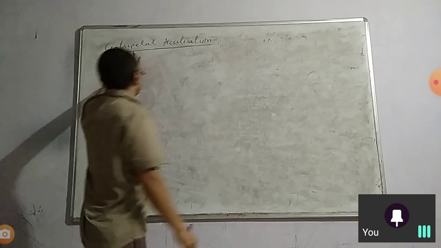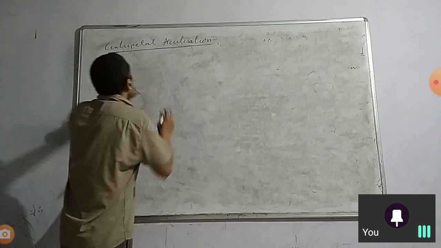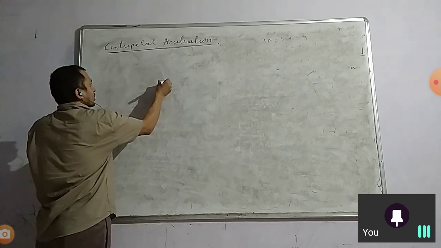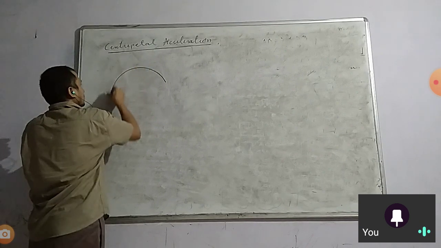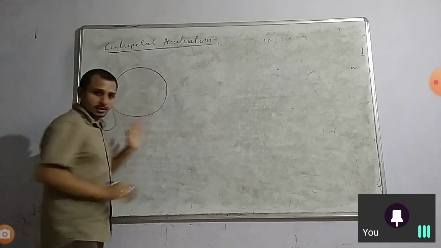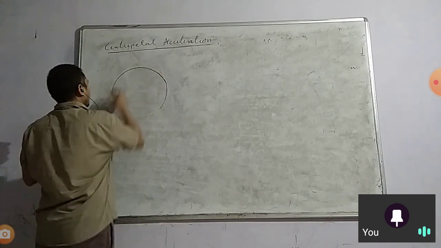Today we'll discuss centripetal acceleration and centripetal force. First thing, centripetal acceleration. Suppose a body is moving along a circular path, and this circle has radius r.